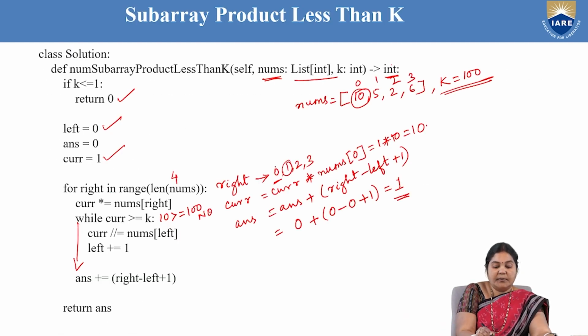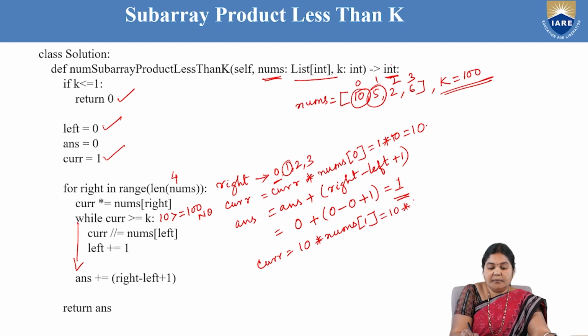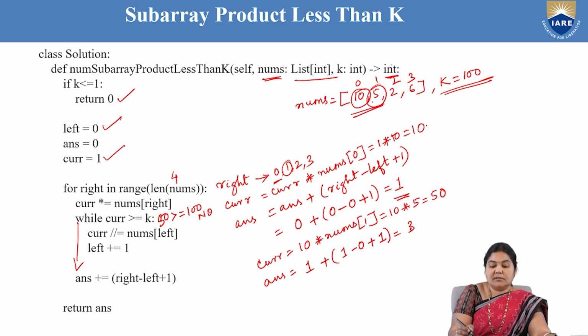Now right becomes 1. So, what is my current? Current is equal to earlier current 10 into nums of 1. What is there in nums of 1? It is 5. So, it is 10 into 5, it becomes 50. Is 50 greater than or equal to k? No. So we'll again form our answer. Answer is equal to earlier answer 1 plus right 1 minus left 0 plus 1. So it is 3. That means with two numbers, maximum 3 subarrays are possible.